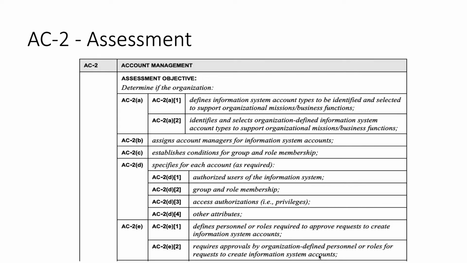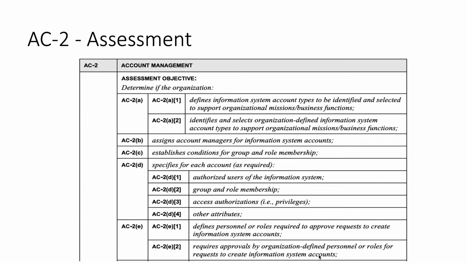So here's the test. Here's when we go in and see what we're going to be tested on. And you're not going to be surprised when we look at this. We can follow this, it aligns perfectly with the control we started with. Determine if the organization defines information system account types to be identified, selected, and supported by the organizational mission business function. But the second part identifies and selects the organizationally defined information system account types to support the organizational. So this is really, we're defining it, and then we're identifying and selecting, right?